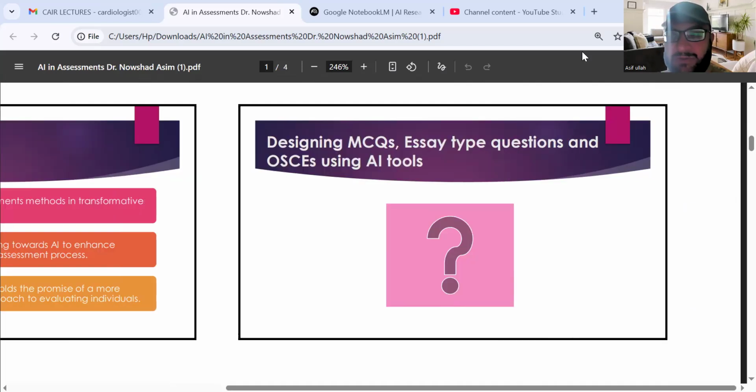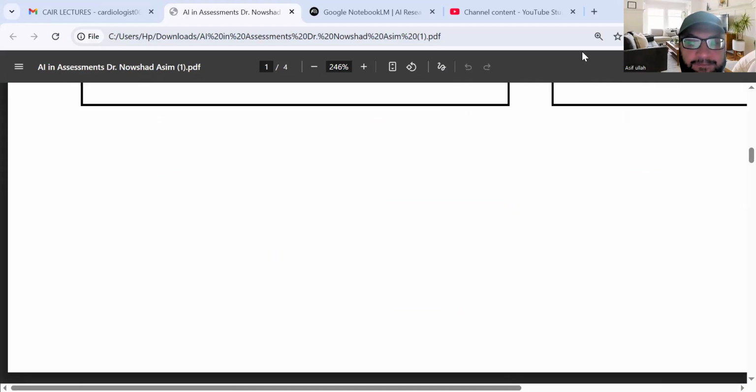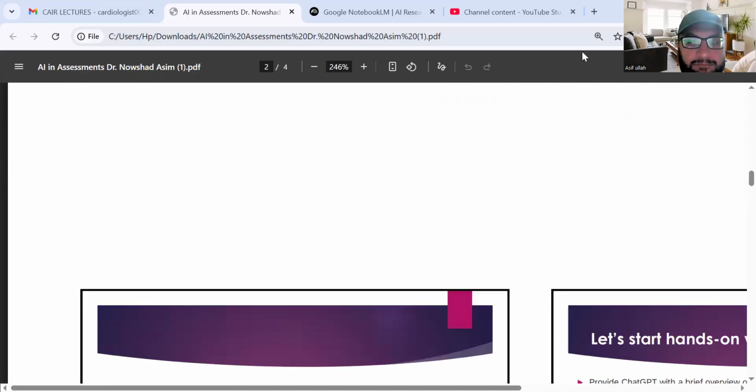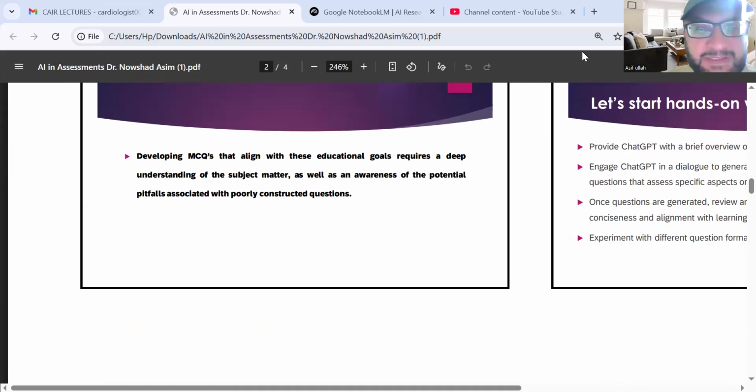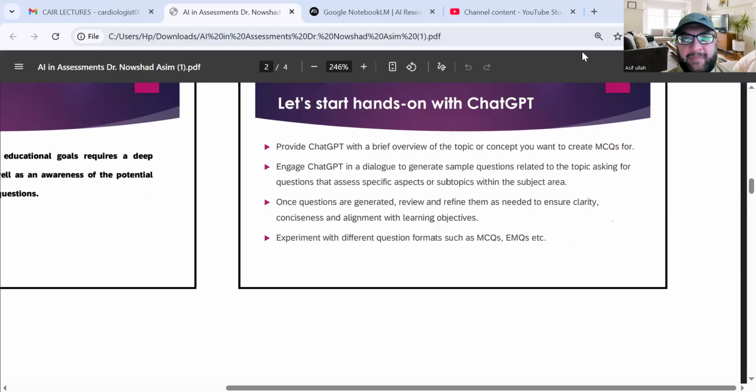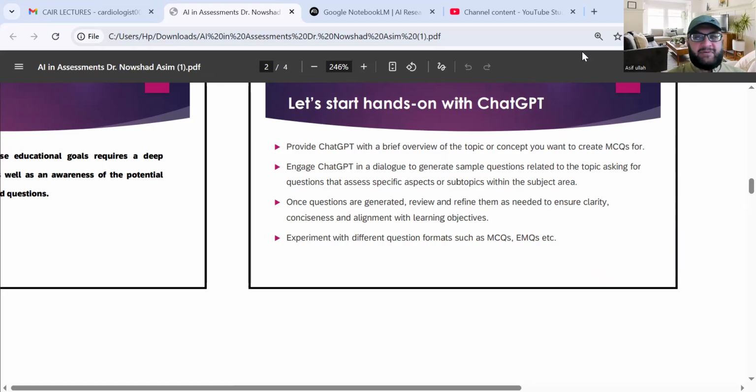So, designing MCQs, essay type questions, and OSCEs using different AI tools. Developing MCQs that align with the educational goal requires a deep understanding of subject matter as well as awareness of the potential pitfalls associated with poorly constructed MCQs. So, if we give one prompt into ChatGPT, it will start doing the work for us.